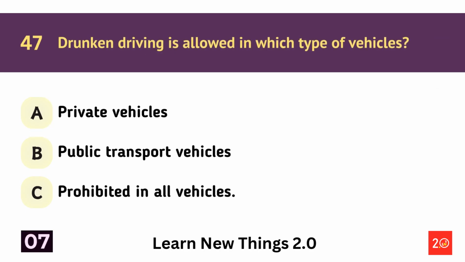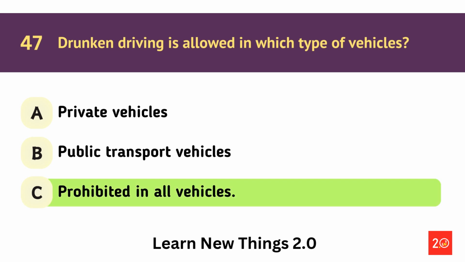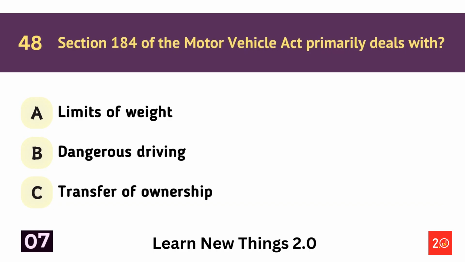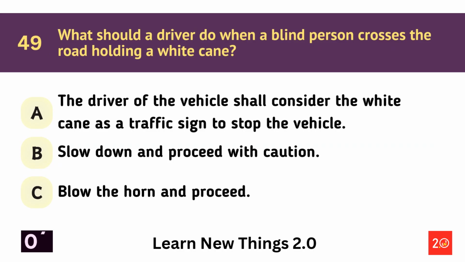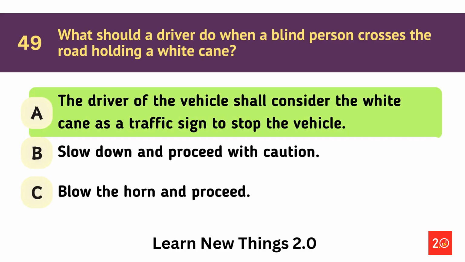Drunken driving is allowed in which type of vehicles? Prohibited in all vehicles. Section 184 of the Motor Vehicle Act primarily deals with dangerous driving. What should a driver do when a blind person crosses the road holding a white cane? The driver of the vehicle shall consider the white cane as a traffic sign to stop the vehicle.